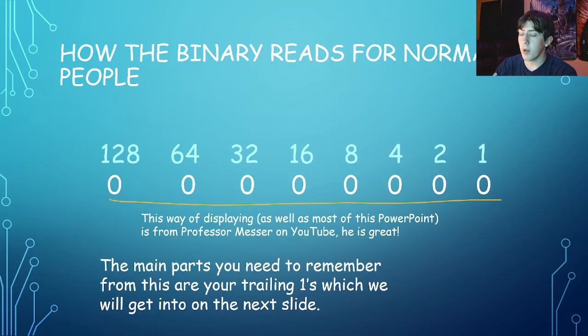Now, the main parts that you need to remember are the trailing ones, which we'll get into on the next slide, because you need to know 1 here, 1 here, that's 192. If you add another 1, that's 224. Add another 1, that's 240. You add another 1, that's 248. You need to know that. You need to be able to throw that off the dome.